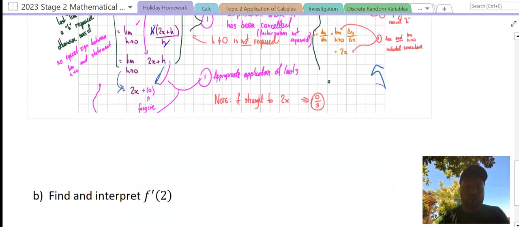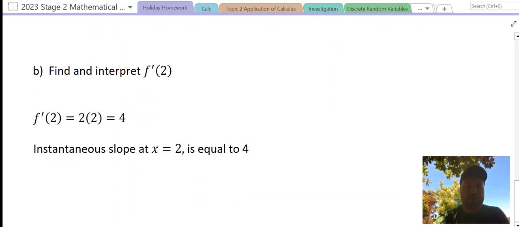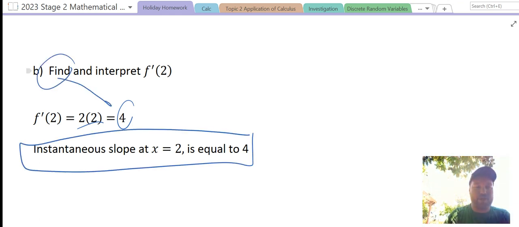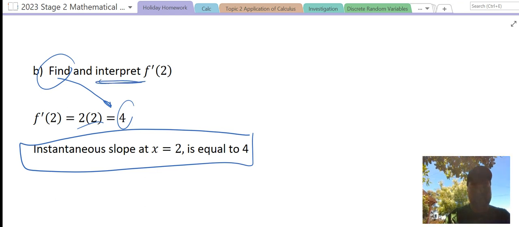Alright, common follow-up to this is find and interpret f'(2). So continuing from above, f'(2) means we sub 2 into the answer. So remember the answer was 2x, so subbing 2 in, we get 4. What this means is the instantaneous slope at x equals 2 is equal to 4. So the slope is 4 when x equals 2. It's a common follow-up, but often people forget to write this sentence. They just find it, which is the 4, but they don't interpret. So the interpret parts are important, and we'll keep going back to exam questions as the year goes out, so you'll know exactly what the examiners are looking for at the end.